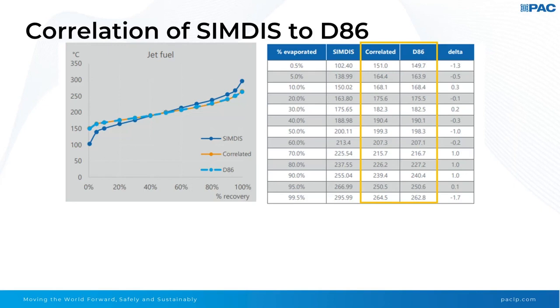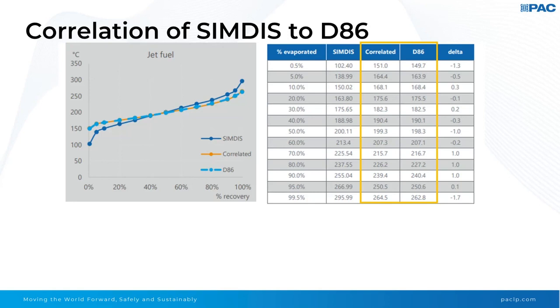The historical data show an excellent correlation of SIMDIS to D86. The graph and tables show some results. As you can see in the box that I highlighted in yellow here, this is the correlation data, and this is the D86 data, the actual run on D86. The delta between the correlated and D86 is less than 2.